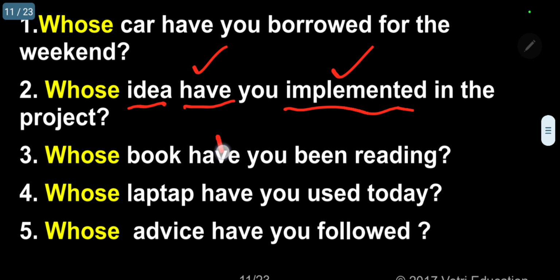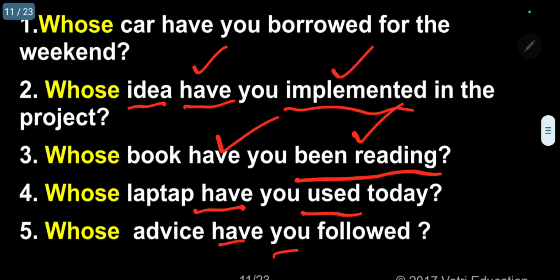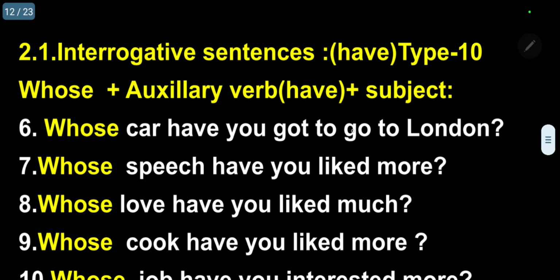Whose book have you been reading? Have auxiliary verb, been reading main verb. Whose laptop have you used? Have auxiliary verb, used main verb. Whose advice have you followed? Followed main verb, have auxiliary verb. The next one.